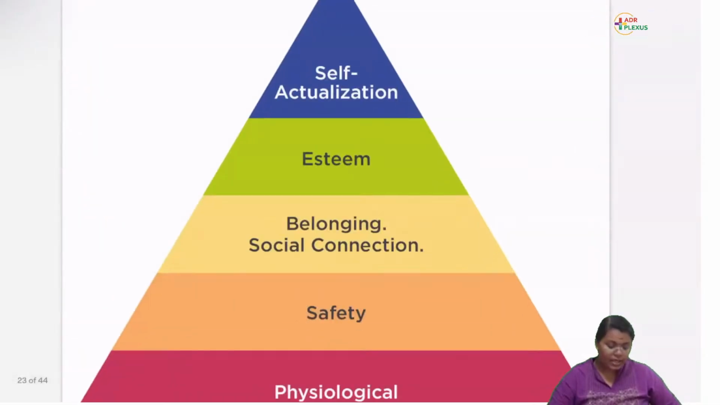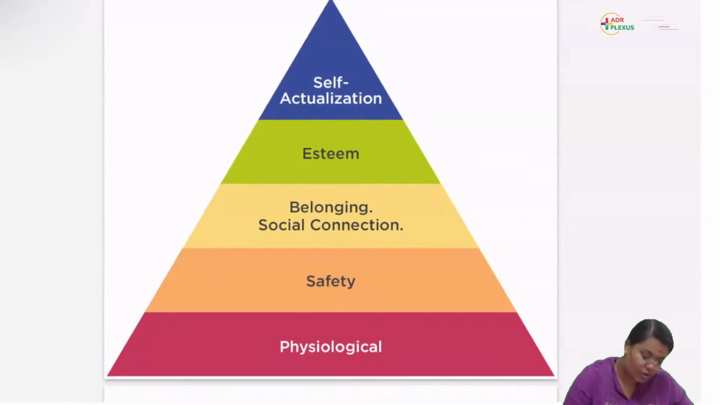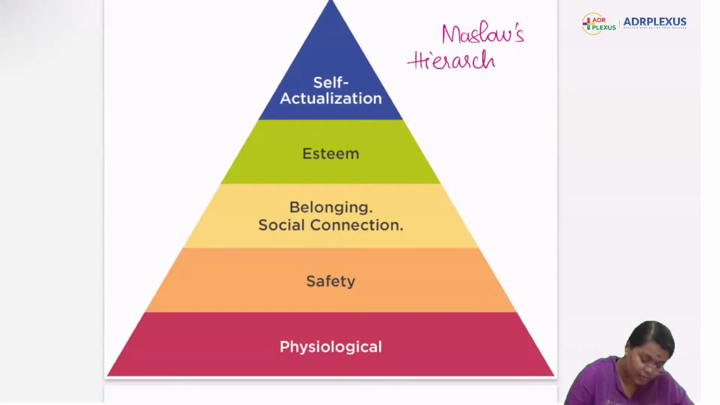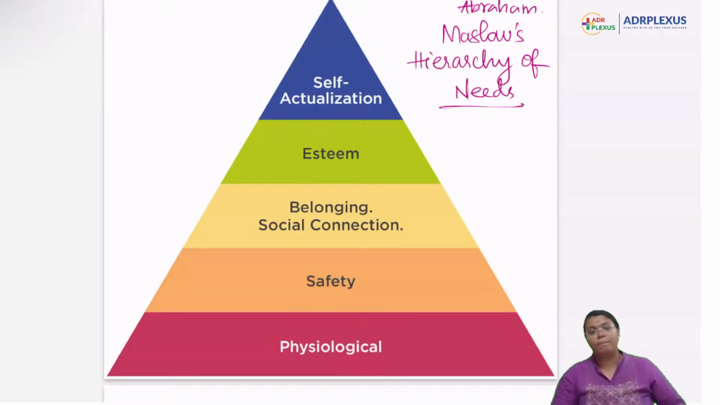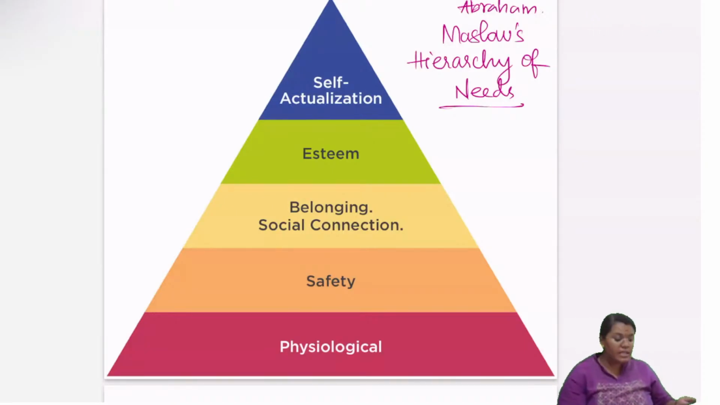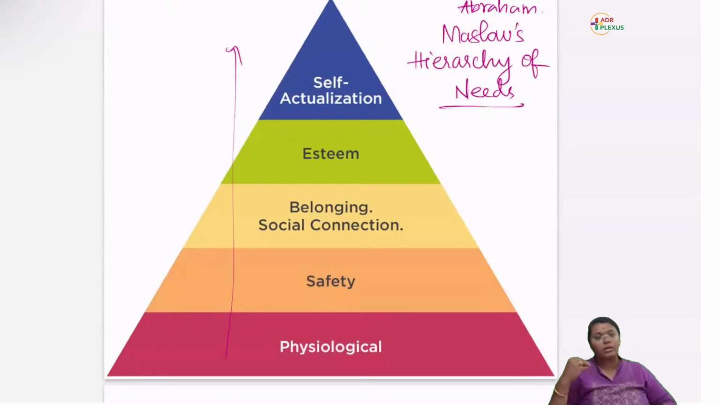Right? So this is an image of Maslow's hierarchy of needs, given by a person called Abraham Maslow. A human being's needs are to be addressed in this hierarchy. First, your physiological needs. Then your safety. Without food and water, you cannot think of anything. After that, you think of your safety.